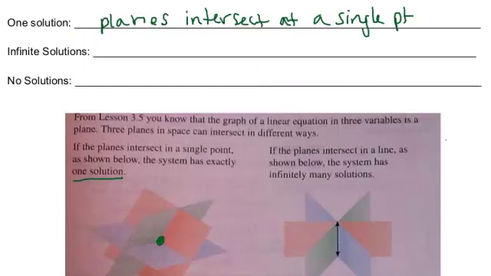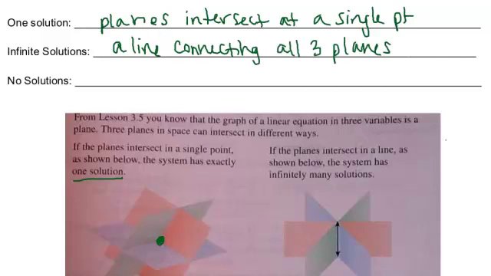Our second form of solution is infinite solutions, and that is if a line is connecting all 3 planes. And again, if we look at the image, if the planes intersect in a line as shown below, the system has infinitely many solutions. So you'll see all 3 planes are intersecting at this common line. So again, that means infinite solutions.